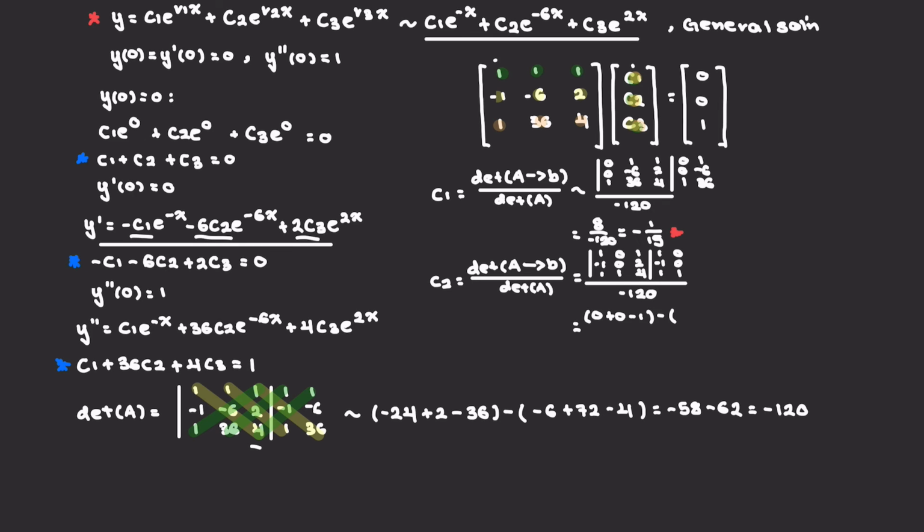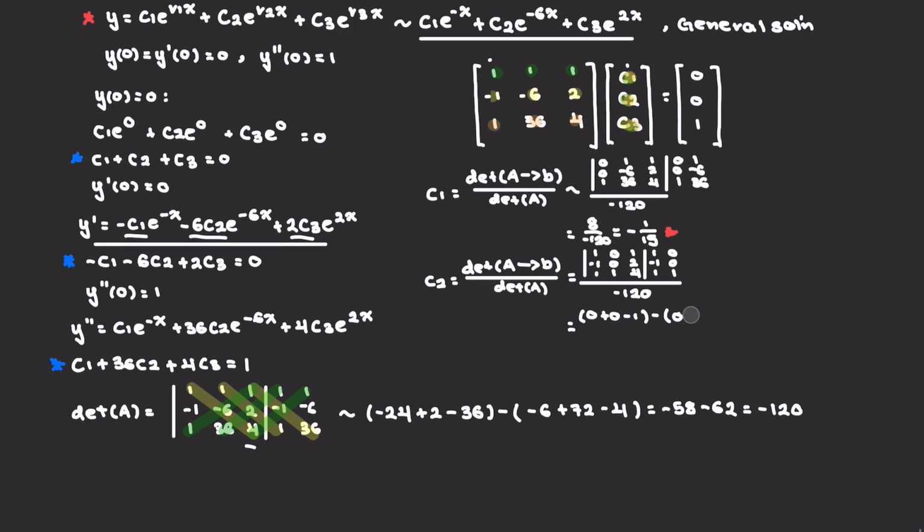Minus, multiply everything from the top right to the bottom left now. 1 times 0 times 1 is 0. 1 times 2 times 1 is 2. So this is plus 2. And then 0 times negative 1 times 4 is just another 0. And negative 1 minus 2 is just negative 3. So this is negative 3 over negative 120. And we all know that negative 3 over negative 120 is just 1 over 40. And so this is going to be our C2.